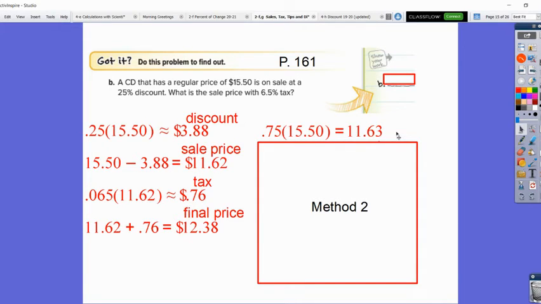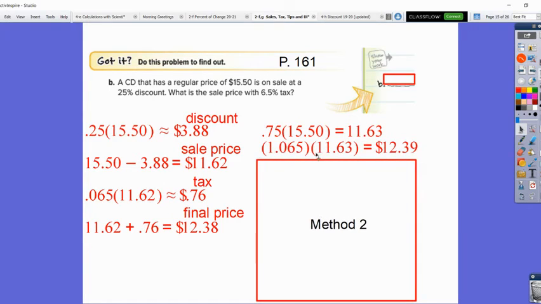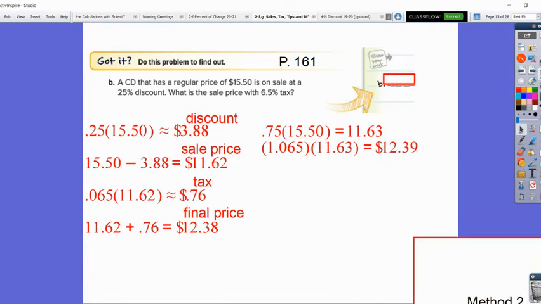A little bit different because of rounding, okay, but only off by a penny. And then, so 11.63 is the sale price, just like we got 11.62 over here. And then to find the final price by adding the tax on, you multiply this by 1.065. Okay, 1.065 times 11.63 gives me $12.39. Off by a penny, that can happen because of rounding. Okay, it just depends on how you do the problem. So either one of those answers would be correct.